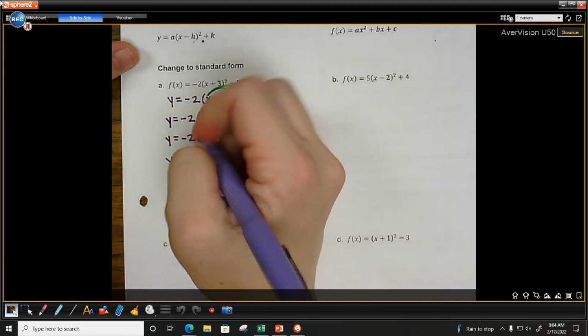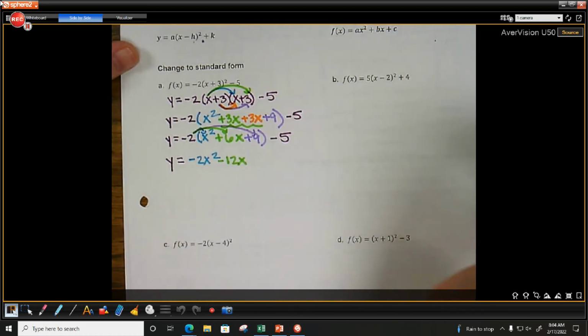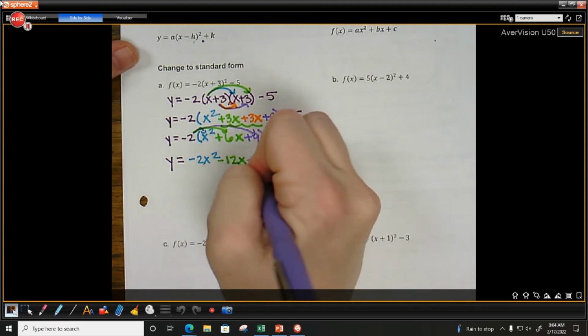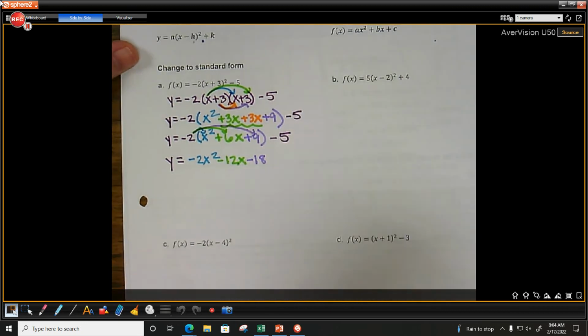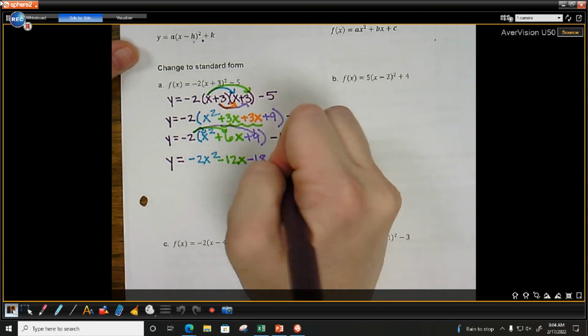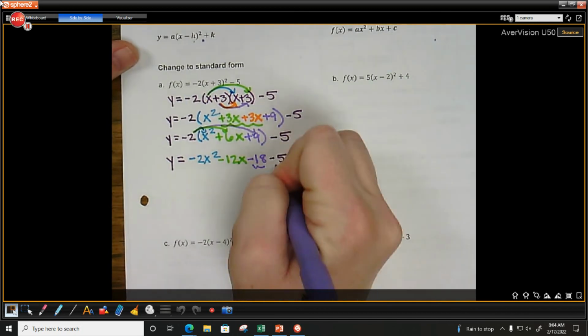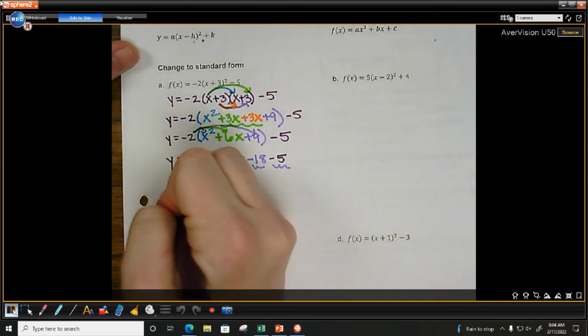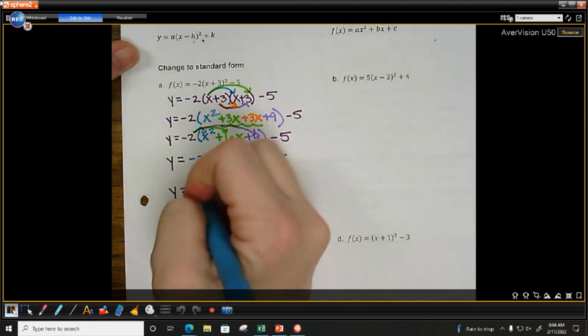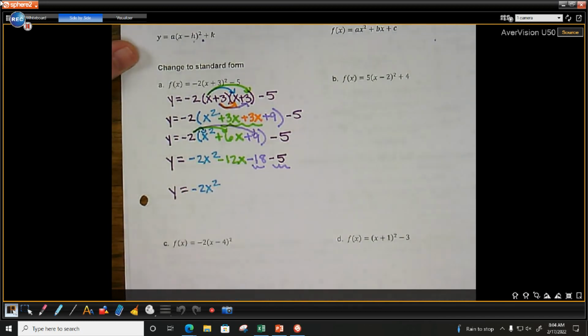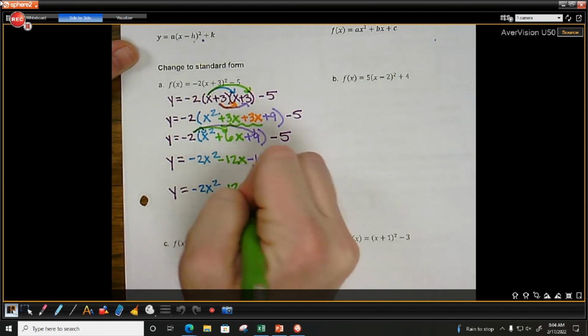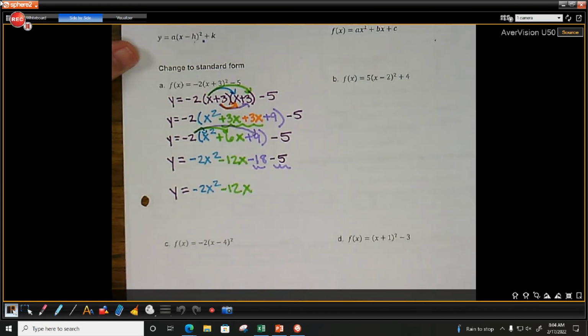am I distributing the -2 to the -5? Nope, because it's not in the parentheses. I got rid of my parentheses. Am I now in standard form? No, why not? I still have like terms. I have my constants. So let's write y equals -2x squared minus 12x, and then what do I get when I do -18 minus 5? -23. Guys, that was a ton of work, right?